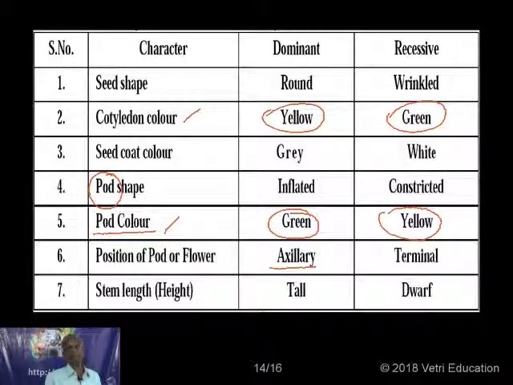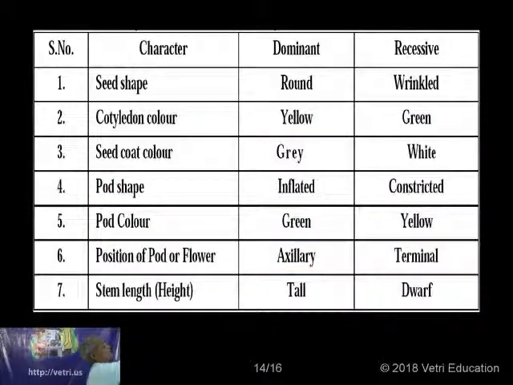Now, one thing you should notice here is all the characters that he chose were very clear. No ambiguity. Even a layman can tell which is a tall plant and which is a dwarf plant, because a tall plant grows to nearly 5.5 feet height, and a dwarf plant grows only about 1 foot, or even less than that. So when a plant has this much height and this height, a dwarf plant, nobody can have a confusion.